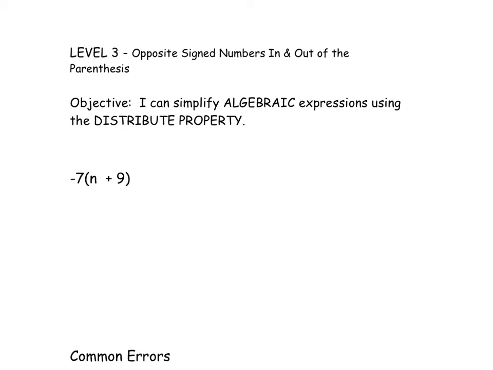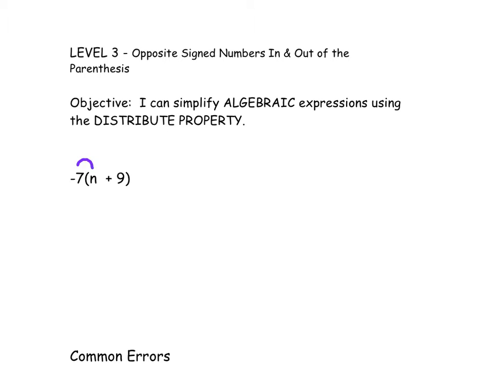Our next set of problems, which we will refer to as level 3 problems, have opposite sign numbers in and out of the parentheses. Again, our objective is to simplify algebraic expressions using the distributive property. Algebraic means we're going to run into variables, math that has variables. So if we look at this, we can see that we have a negative number outside and a positive number inside. So we'll start our process as usual.